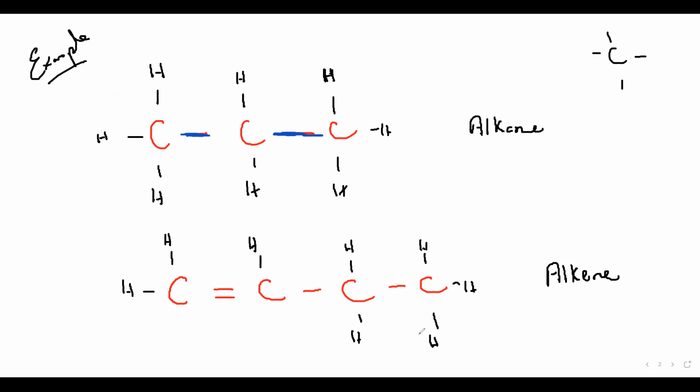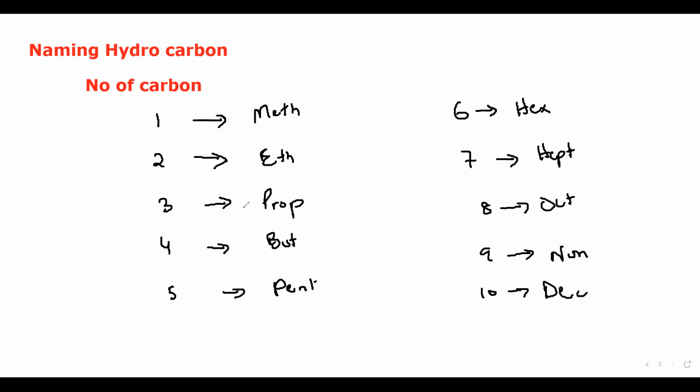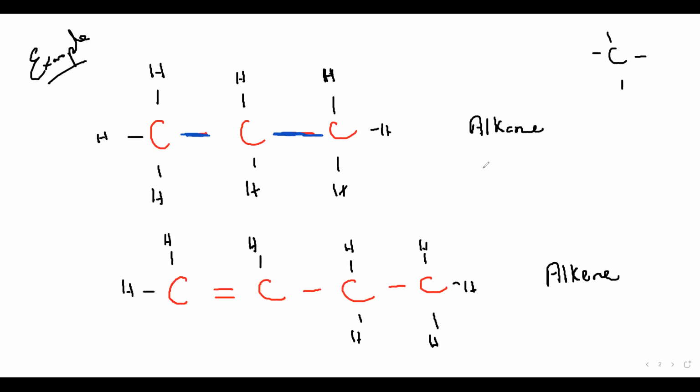So we see three carbon atoms here, 1, 2, and 3. So for 3, what is the prefix used for 3? Prop. So I will say it is prop. And what kind of hydrocarbon is this?